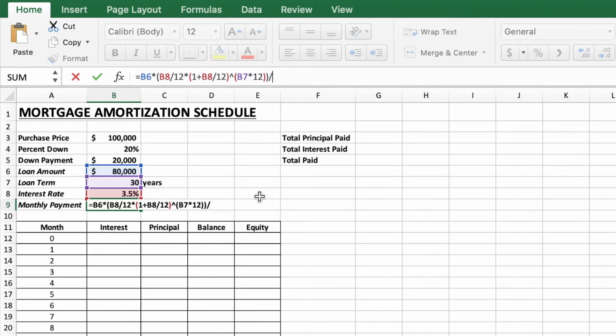I'm going to divide that by open parentheses, another set of open parentheses, 1 plus, again, I'm going to take my interest rate, divide by 12, and then close one set of parentheses, take it to the power of, again, open parentheses, the number of years times 12 to get the number of months, and then subtract 1. The last thing you have to do is close your last bit of parentheses and then press enter.